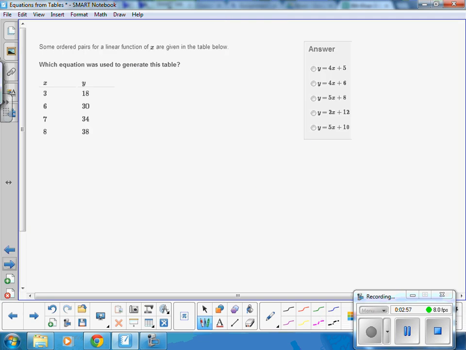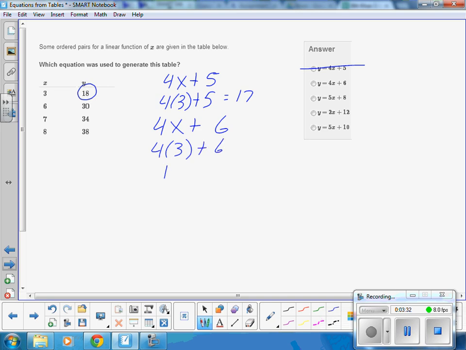In this one here, it's asking which equation satisfies the table. So we just start with the first one, 4x plus 5. So we're going to substitute 3 in there. So you get 4 times 3 plus 5. That's 12 plus 5 is 17. This is 18. So I know this one does not work. Try the next one. 4x plus 6. I'm trying the second one. So it'll be 4 times 3 plus 6. That is 12 plus 6 is 18. Okay, that equals 18.